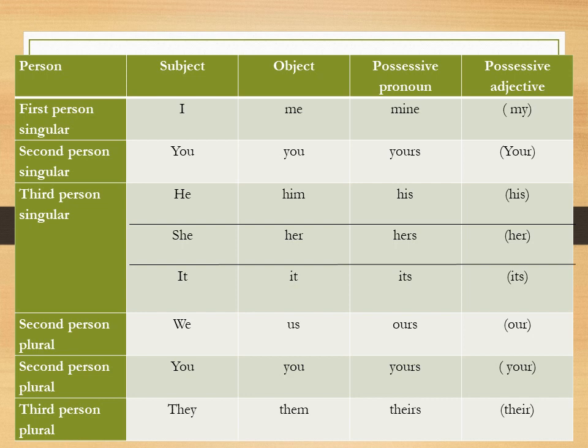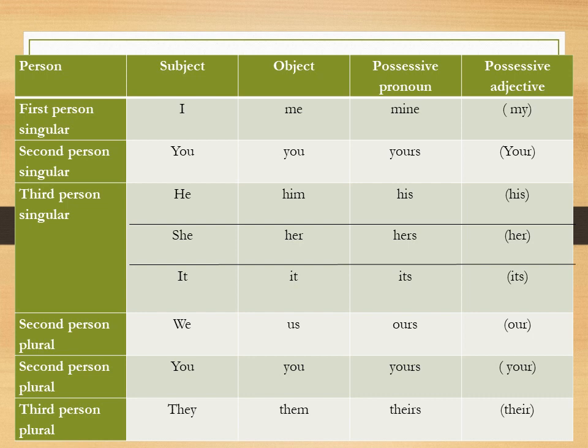Here we have the first person singular and the subject. Do not forget the subject is the performer of an action, whereas the object is the receiver of an action. Then we have the possessive pronoun here showing ownership. The word possessive means ownership, and then the possessive adjective is also showing ownership.